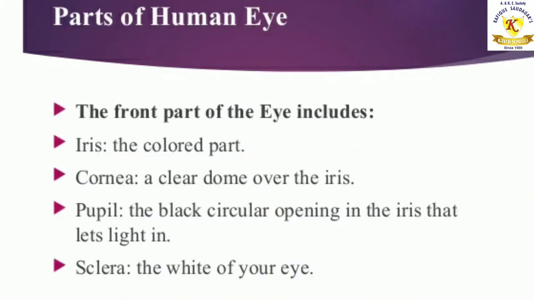Parts of a human eye. The front part of an eye includes the iris, the colored part; the cornea, a clear dome over the iris; the pupil, the black circular opening in the iris that lets light in; and the sclera, the white of your eye.